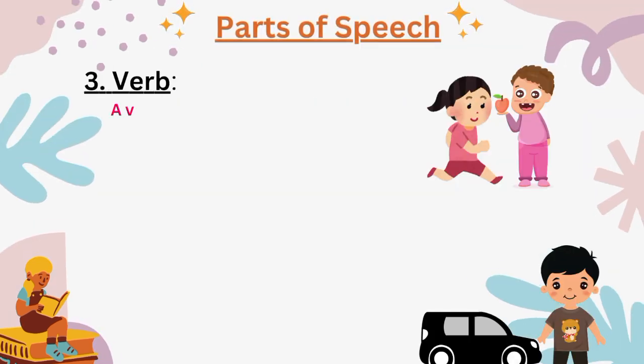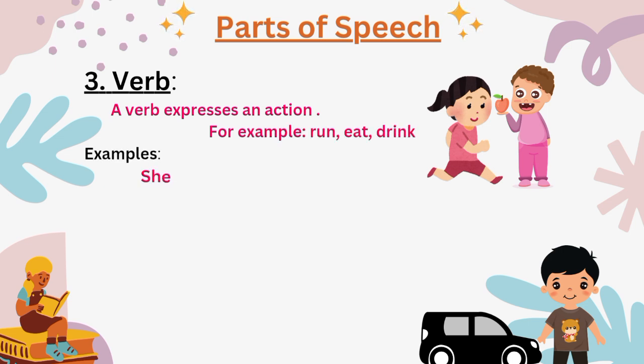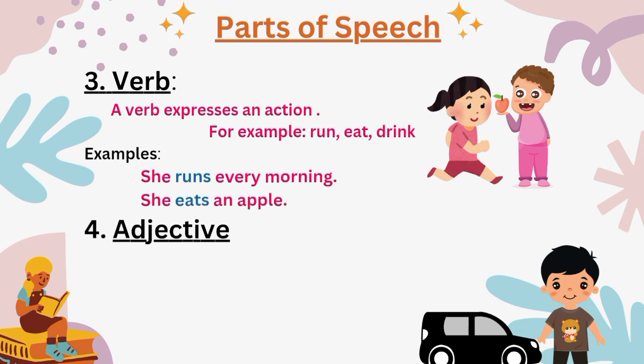Next is verb. A verb is a word that describes an action or state of being. Verbs are essential. Why? Because they tell us what the subject of the sentence is doing or what state it is in. For example, she runs every morning. She eats an apple. Now, in these examples, runs and eats are action words, so they are verbs.